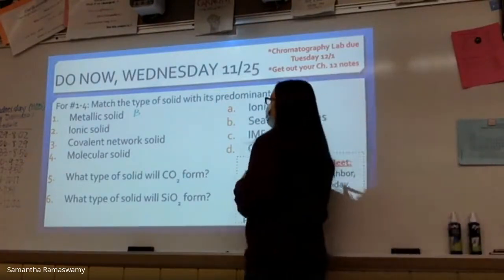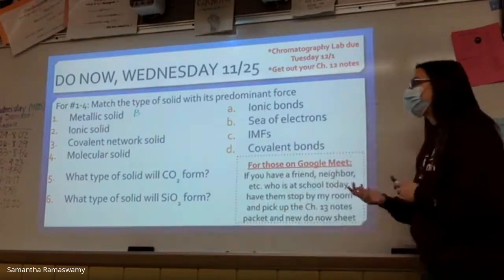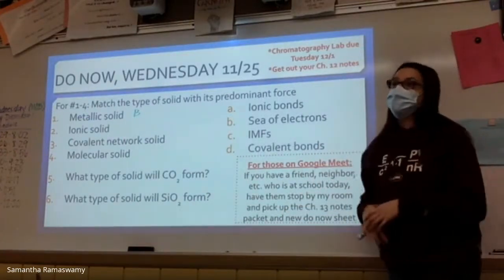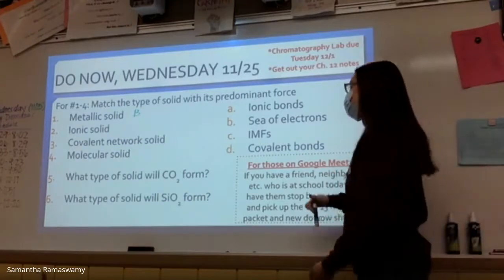Alloys are types of metallic solids as well. I'll talk about alloys on the next slide. But we have different types of alloys that exist really all around us.